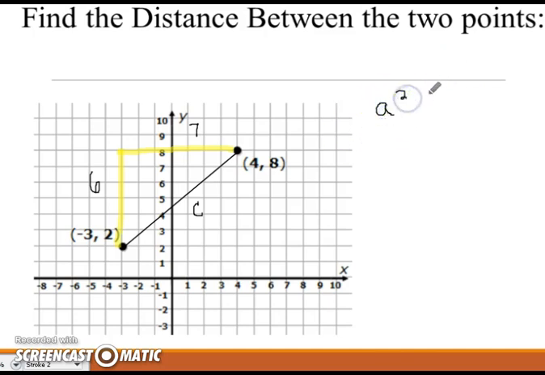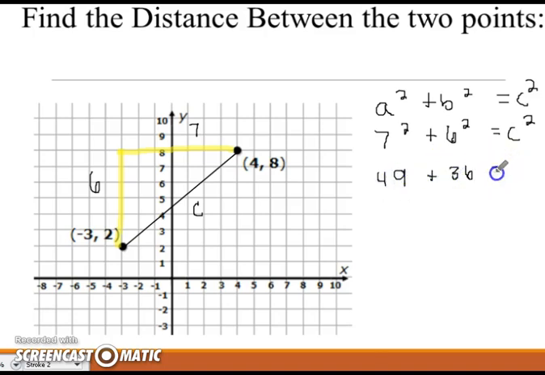So a squared plus b squared equals c squared. 7 squared plus 6 squared is equal to c squared. Simplifying next step, 49 plus 36 is equal to c squared. And then if we add 49 plus 36, we end up with 85 is equal to c squared.